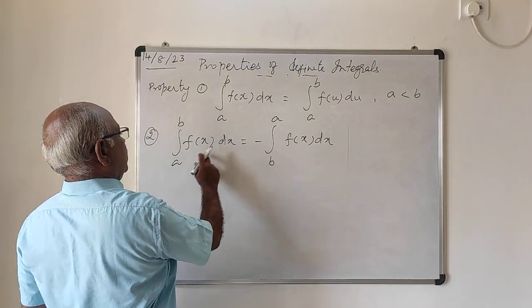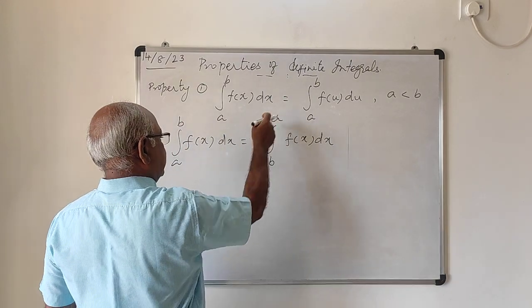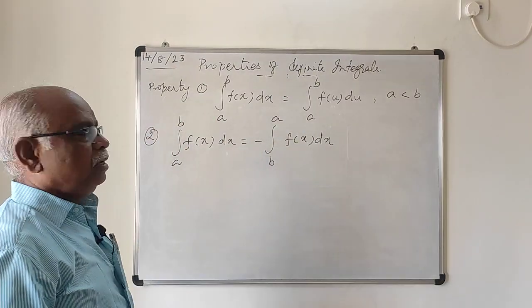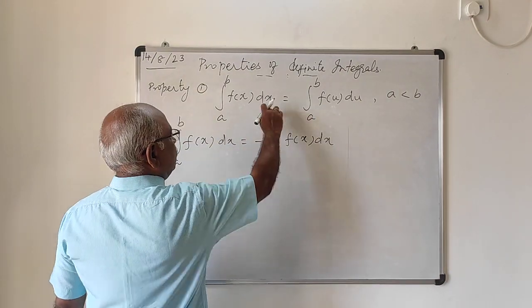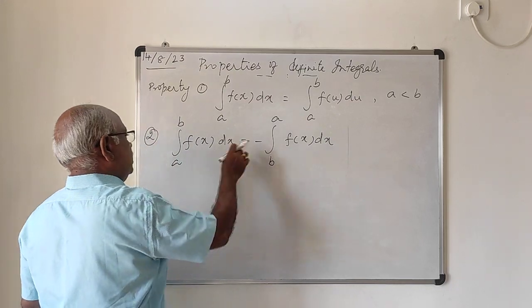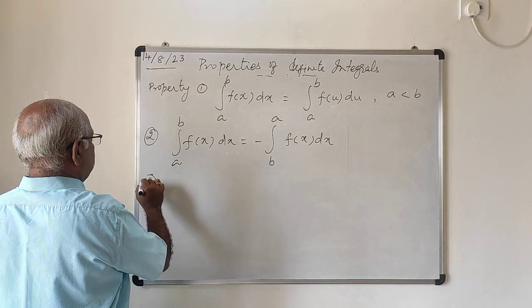Integral a to b f of x dx. If you change the limits from b to a, then the sign of the integration is changed. So integral a to b f of x dx is equal to minus integral b to a f of x dx. If you change the limits, the sign of the integration is changed. That is property 2. Next, property 3.